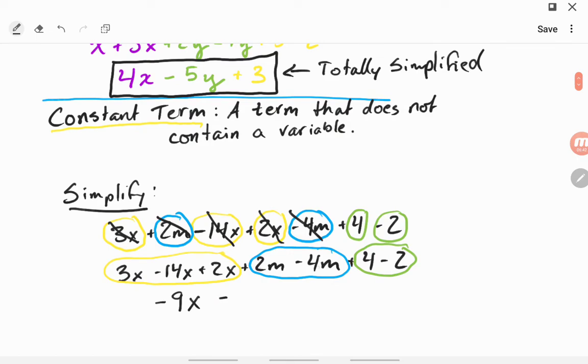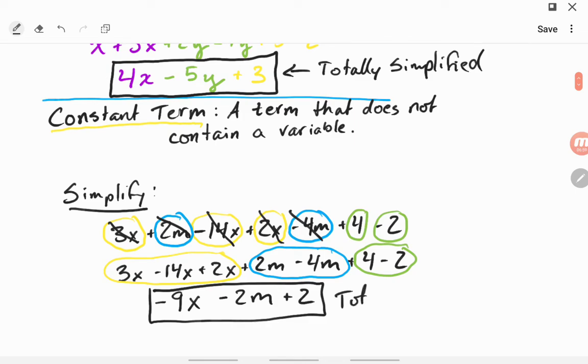Minus, right, because this is going to be negative 4m. Positive 2, negative 4 gives negative 2m. 4 minus 2 over here gives me plus 2. And there we go. This cannot be reduced any more. This is totally simplified. Smiley face.